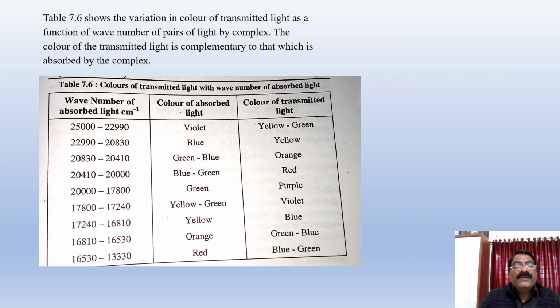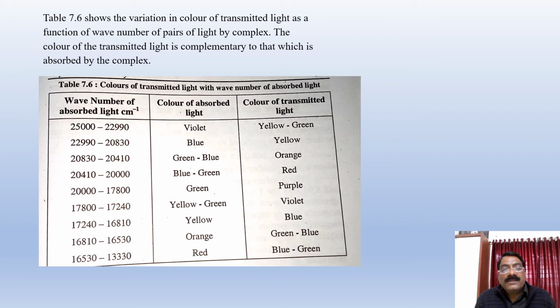See, the table shows the variation in the transmitted light and the wave number of the light. The color of the transmitted light is complementary to that which is absorbed by the complex, and we have the color which gets absorbed. The transmitted color will be the color of the complex. See, there is a particular wave number of the absorbed light, a particular color of absorbed light and color of transmitted light.